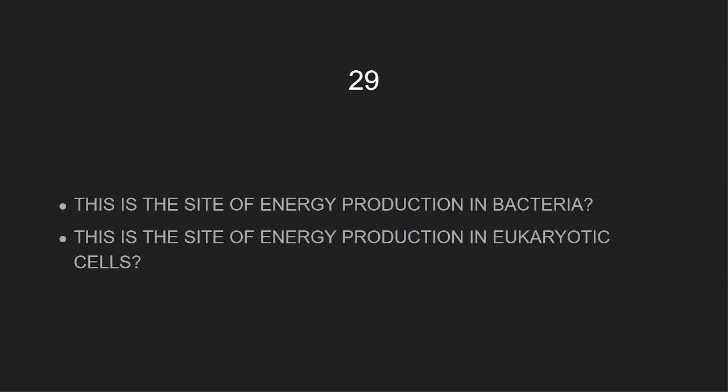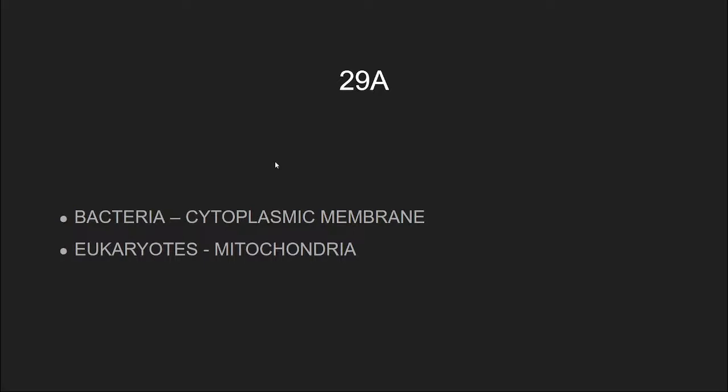Okay, the site of energy production of bacteria is in the cell wall, or the cytoplasmic membrane. Sorry, it's in the cytoplasmic membrane. Whilst for eukaryotic organisms, it is in the mitochondria. Remember your Krebs cycle, class, right? Remember your Krebs cycle? So it happens in the mitochondria. For bacteria, the Krebs cycle happens in the cytoplasmic membrane.